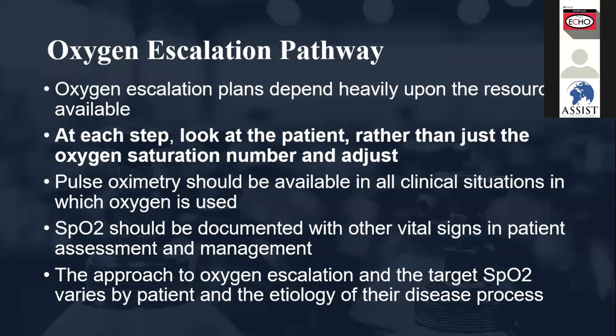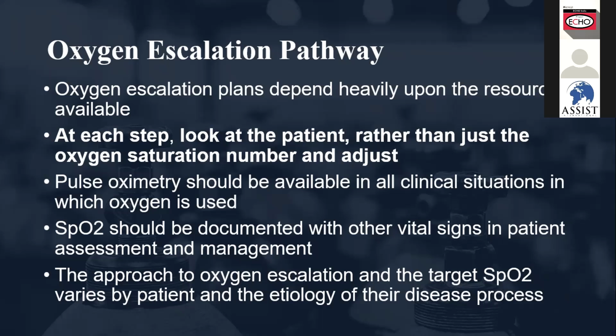Pulse oximetry should be available in all clinical situations in which oxygen is used. Remember we said that the pulse oximeter really helps us to titrate the oxygen we are giving. SpO2 should be documented with other vital signs. SpO2 is a vital sign, so document it during your assessment as you make your plan. The approach to oxygen escalation and the target SpO2 will vary by patient and the etiology of their disease process. For example, in asthma or COPD, we give oxygen in a way different from, maybe, malaria or trauma and so on.